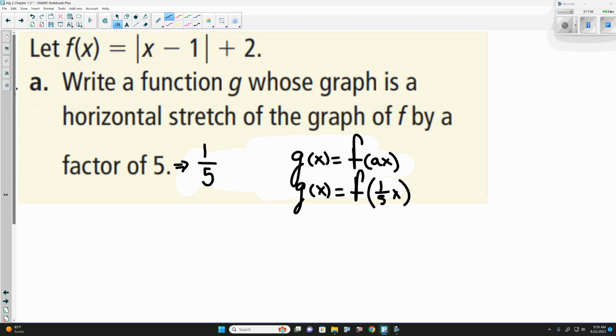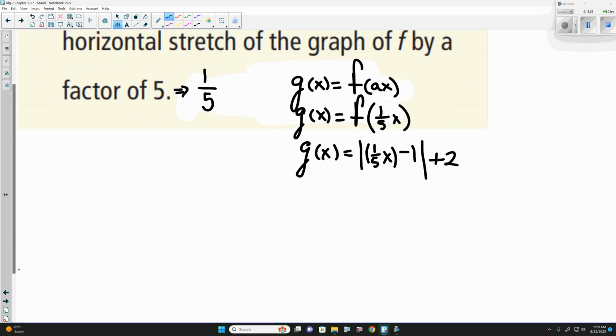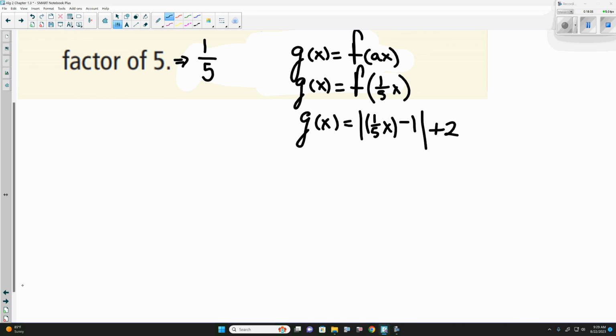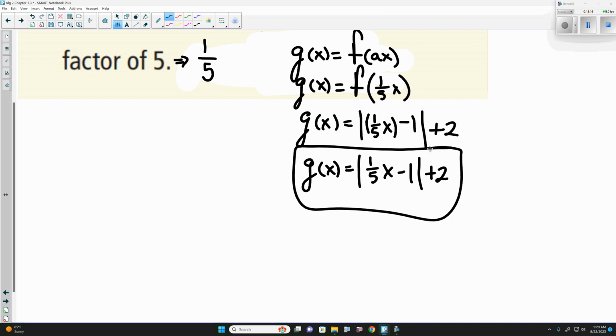Now again, just like with the previous one, all we need to do is plug in that 1/5 x for every x in f of x. So g of x is equal to the absolute value of 1/5 x minus 1 plus 2. Now, since there's not a number in front of the x, we can just drop the parentheses, and we get this here.